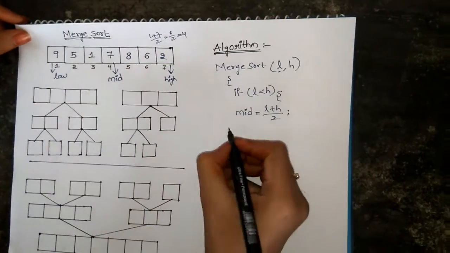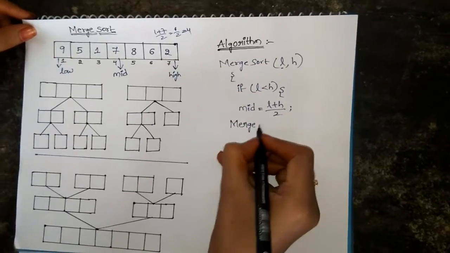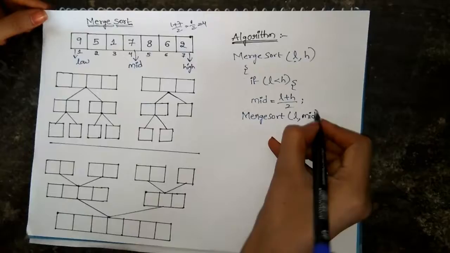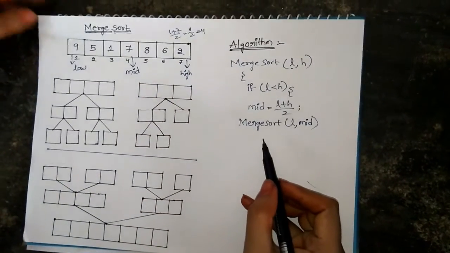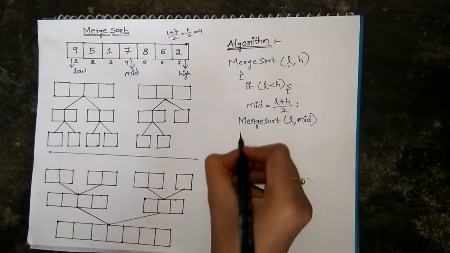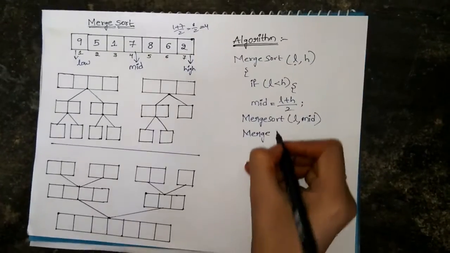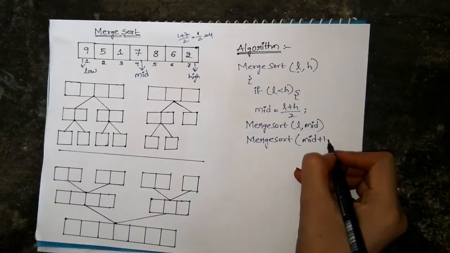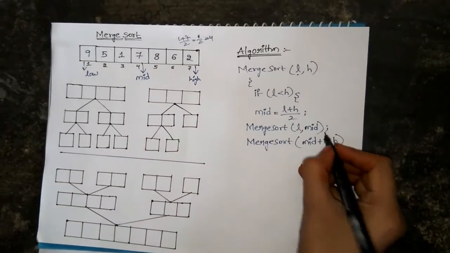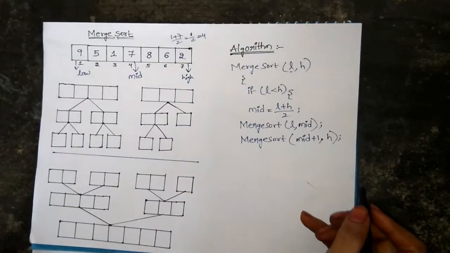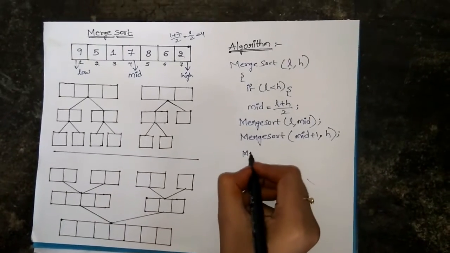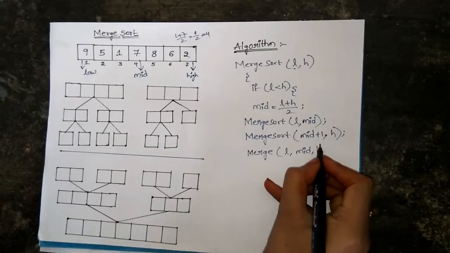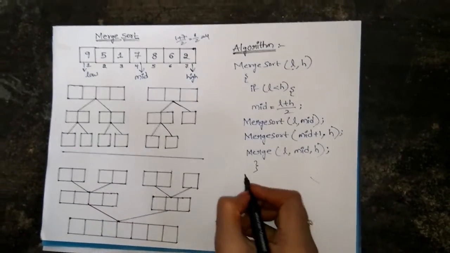Next, perform merge sort L, mid. Again perform merge sort mid plus 1 to high. Then merge L, mid, H.